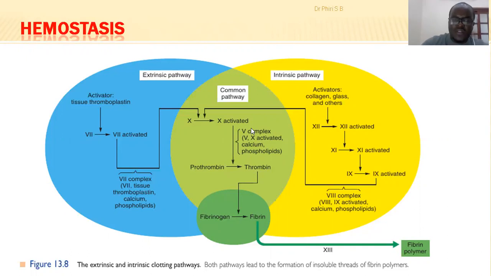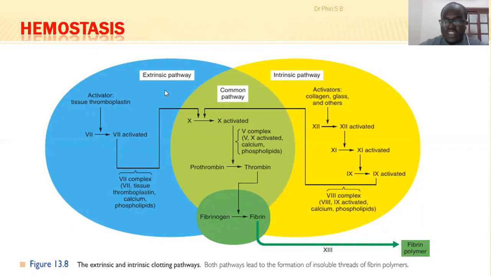Then you also have the extrinsic pathway on this other side. For the extrinsic pathway, the activator of this pathway, you need tissue thromboplastin. Remember, factor 3 is the one that is involved in activating the extrinsic pathway, which is short. The intrinsic pathway is a long pathway. It can take about 4 to 6 minutes for it to form a fibrin polymer.